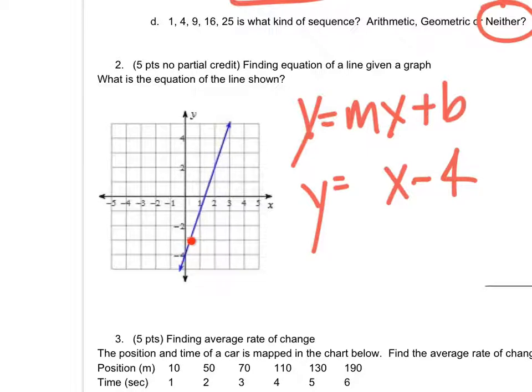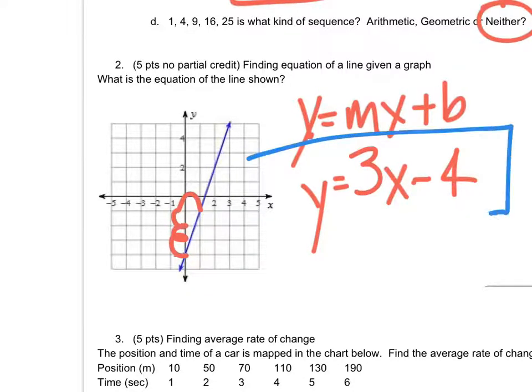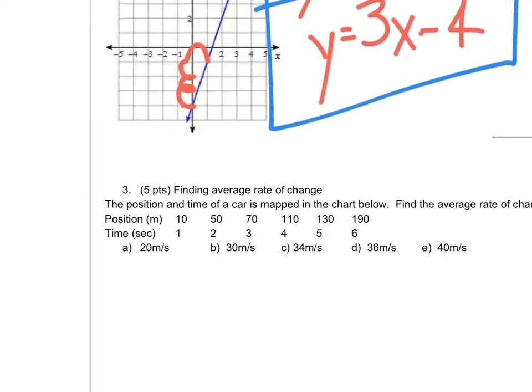Tremendous. But what about the slope? So we've got the y-intercept, we've got the b. What about the slope? I can see that we're counting up 1, 2, 3, and then over 1. The rise over the run, right? And so it's going to be 3 over 1. So the slope, of course, is 3 or 3 over 1. And this is the equation, y equals 3x minus 4. Beautiful. You write that, you get full credit.